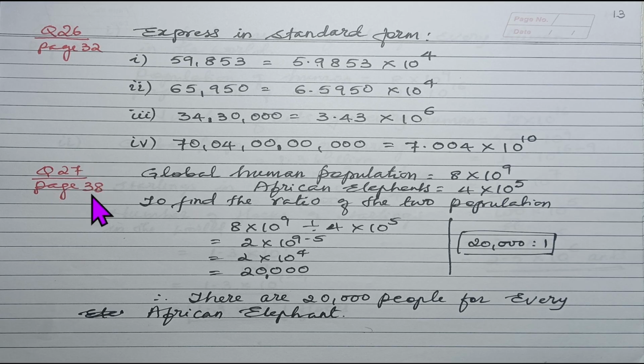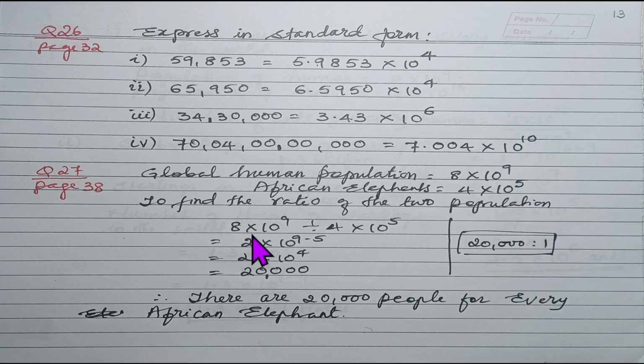Now question number 27 is on page 38. On page number 38, question number 27, the global human population is 8 into 10 raised to 9 and African elephants are 4 into 10 raised to 5. Now we have to find the ratio of the two populations. So the population of humans is given and the African elephant population is known.